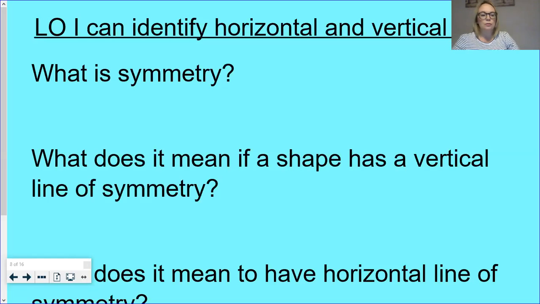Okay, if I was to fold a piece of paper the other way and exactly in half, I would be creating a horizontal line of symmetry. Okay, exactly the same on both sides, and the line in the middle of the line of symmetry is horizontal.